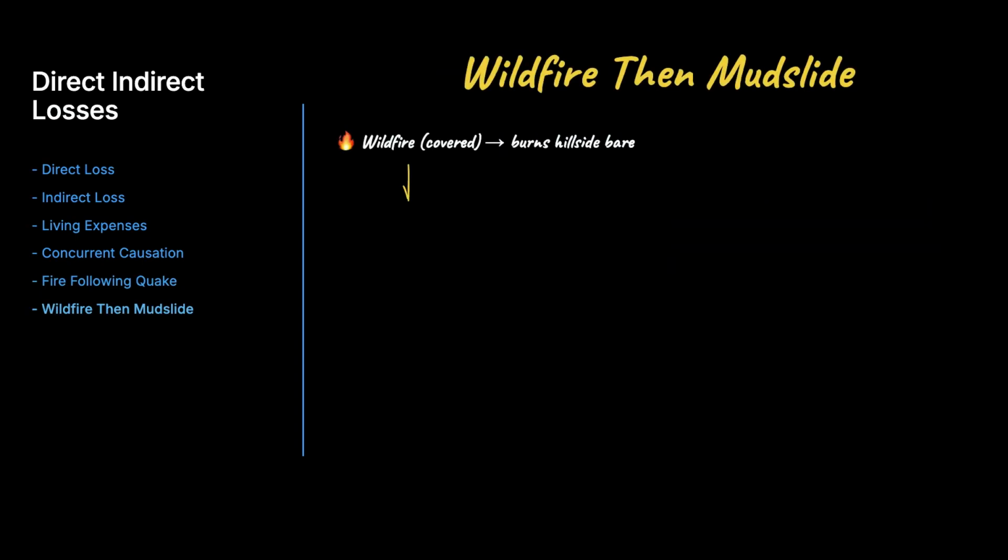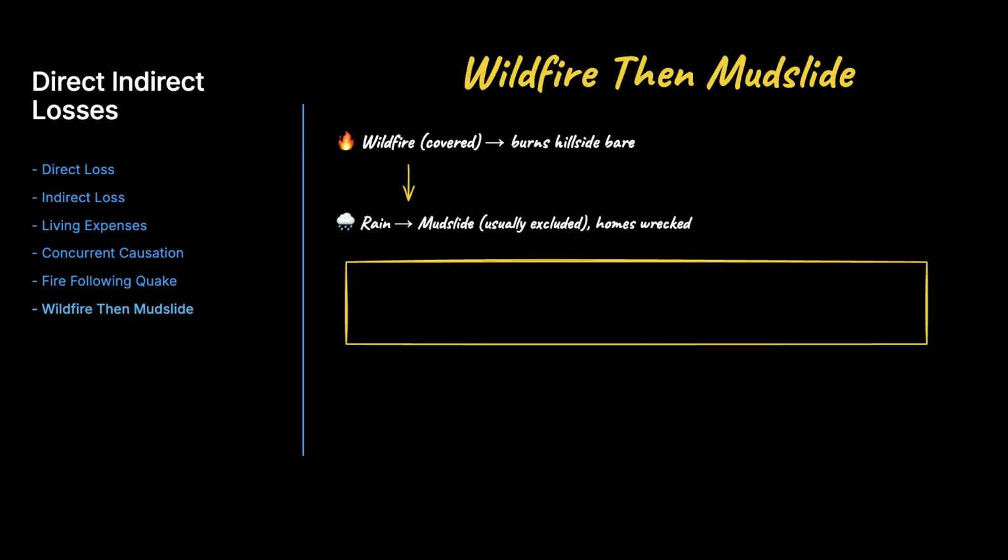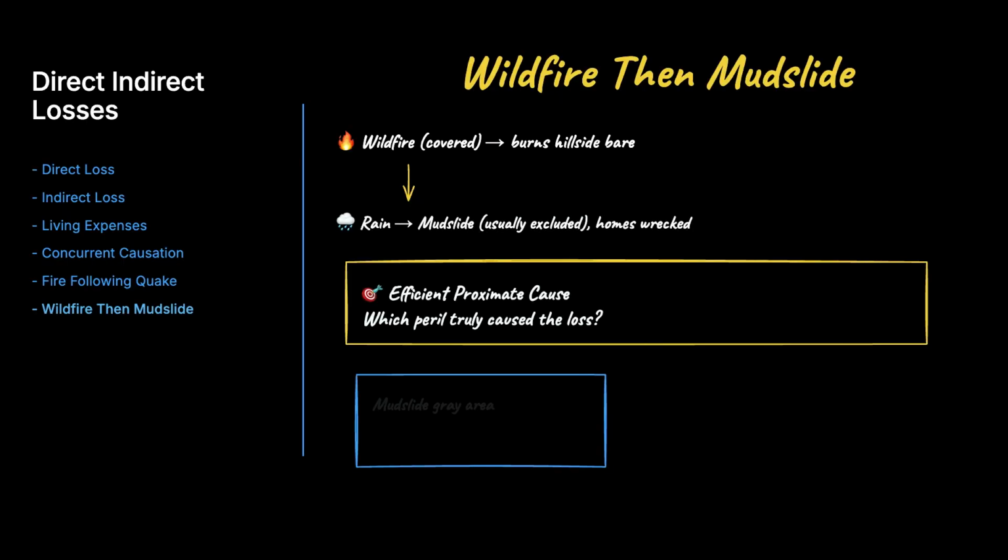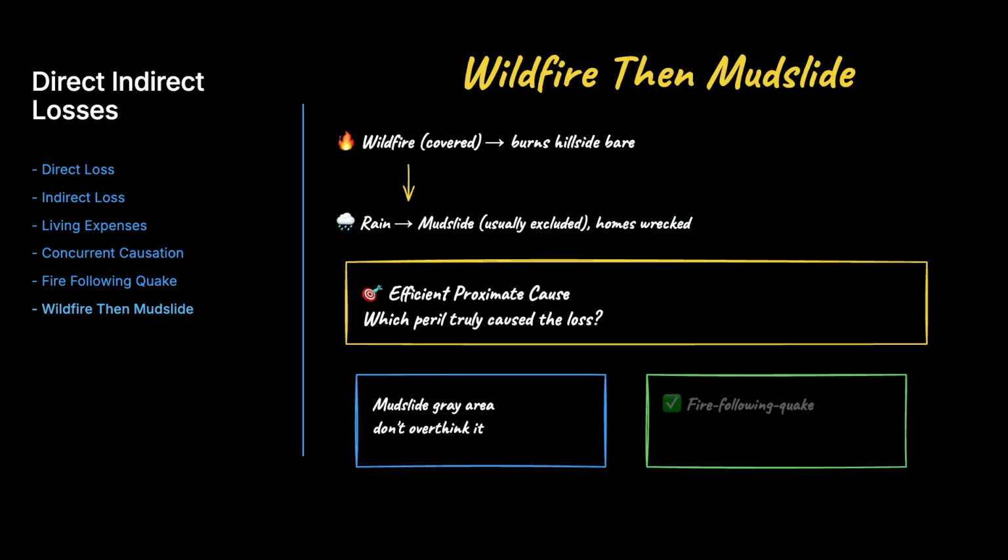California gives a second flavor: wildfire, then mudslide. A wildfire, often covered, burns a hillside bare. Then rains trigger a mudslide, usually excluded, and homes below are wrecked. Which peril truly caused the loss gets messy, hinging on the efficient proximate cause. My advice: don't overthink the mudslide gray area, but nail the clean fire following quake rule.